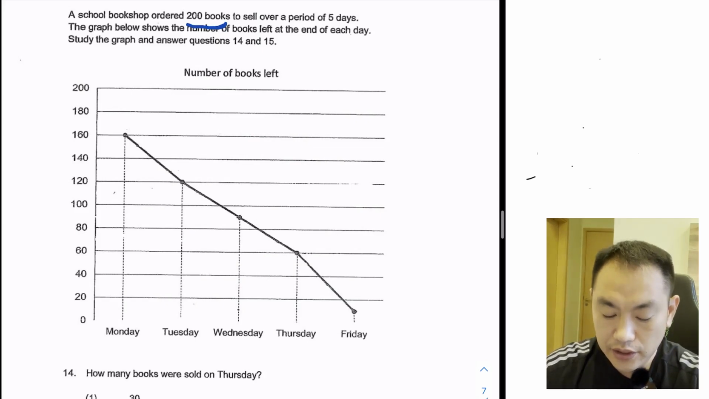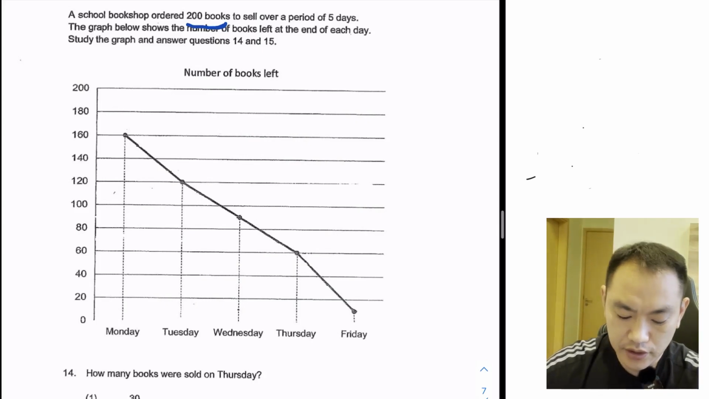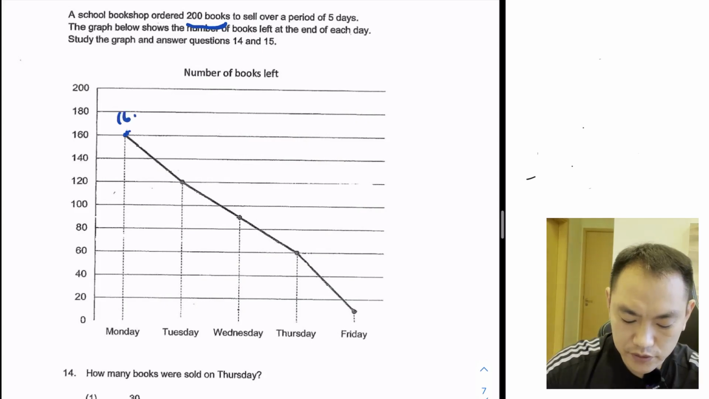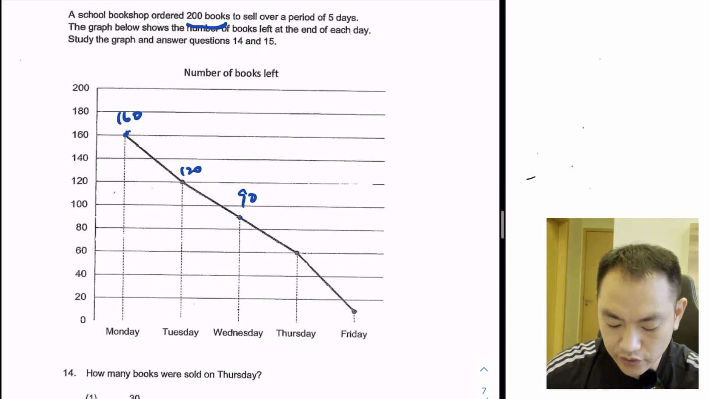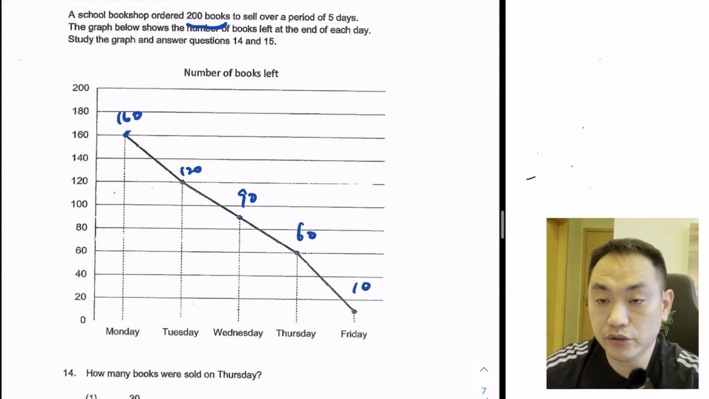All right, so in the beginning we have 200 books, and then on Monday we have 160. Let's mark here 160. On Tuesday is 120, and then Wednesday is 90. Thursday is 60. Friday is 10, because it's between 0 and 20.